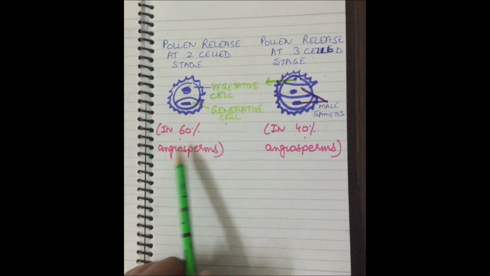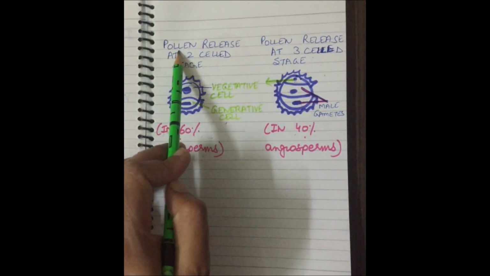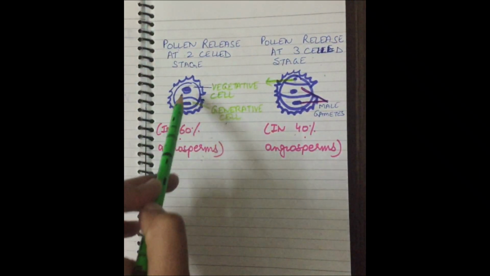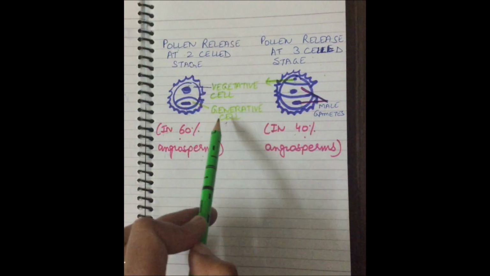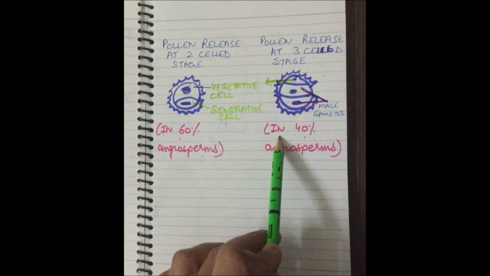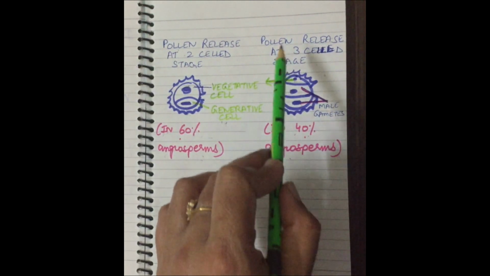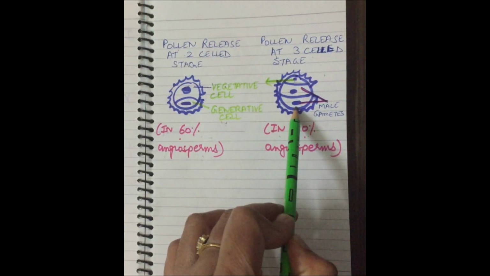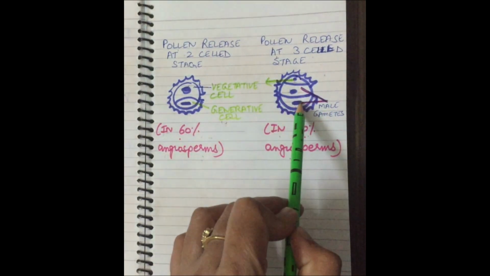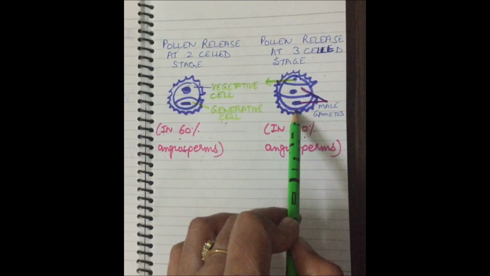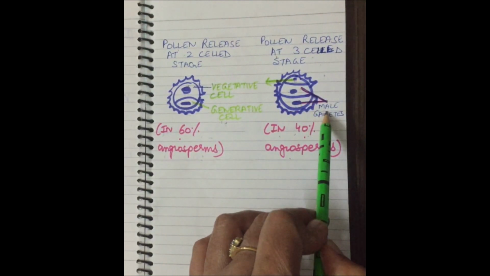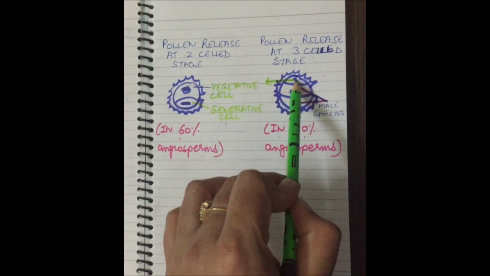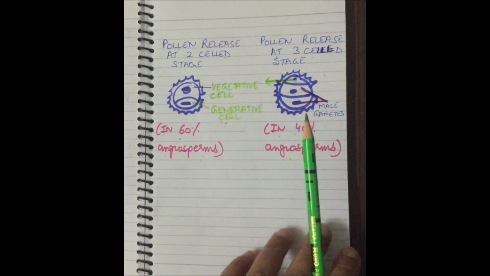Now, in 60% of angiosperms, pollen grains are released from the anther at the two-celled stage. Those two cells are vegetative cell and generative cell. And in the rest of the 40% of angiosperms, pollen grains are released from the anther at the three-celled stage. Before the release of the pollen grain, the generative cell in such cases divides into two male gametes. So such pollen grains have 3 cells: vegetative cell and 2 male gametes.